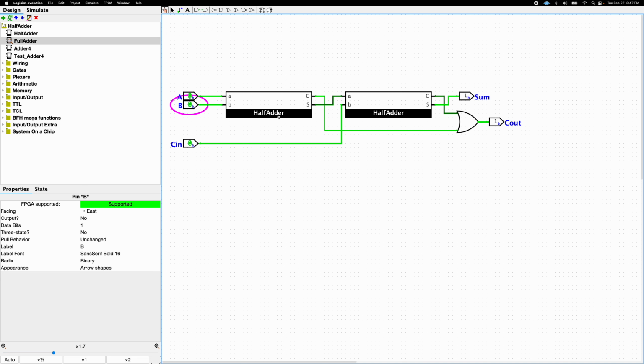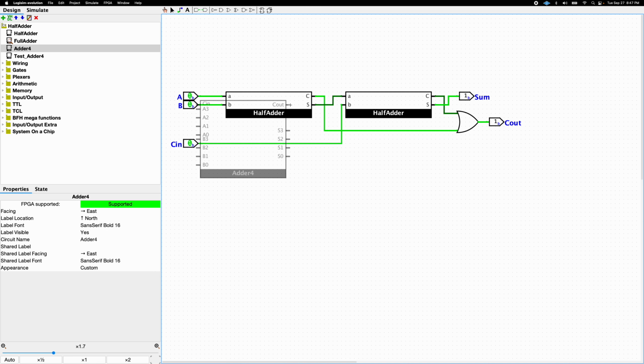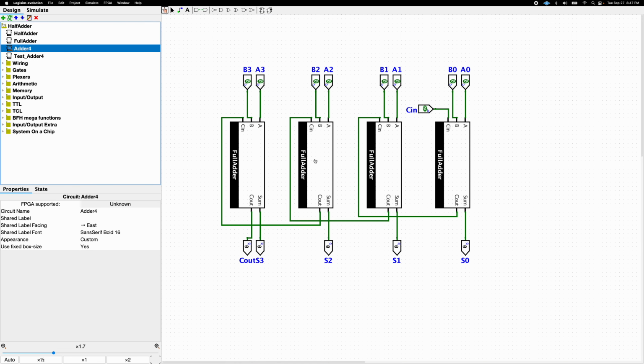So now here in adder 4, we're going to combine 4 full adders together. And what this will allow us to do is add two 4-bit binary numbers. So here we have our first A3, A2, A1, A0 from most significant to least significant, one set of 4 bits, and then B3, B2, B1, B0 is our next set of 4 bits, and we will be adding them together.